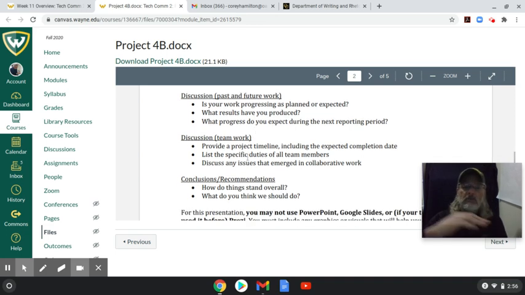Then we're going to talk about the project timeline. We still want to continue to speak about specific duties with specific members and how those things are continuing to progress. Have there been any changes in that? We also might want to think about, at the end, how things stand overall, and what you think you should do.